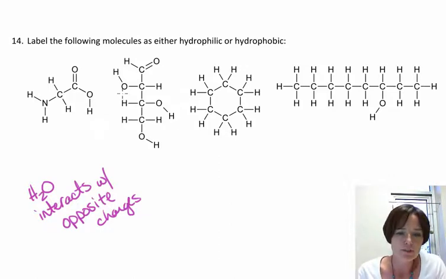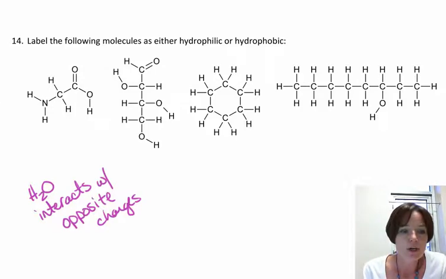So if we look at the first one and we label our bonds as being wherever the polar covalent bonds are at, this is polar.